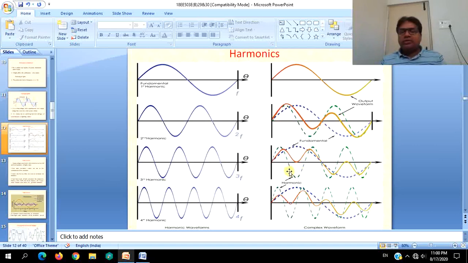The next one is the third harmonic. Green waveform is completing three full cycles. Blue is the original, and this brown one is your output again, of which the shape is changing totally like this.